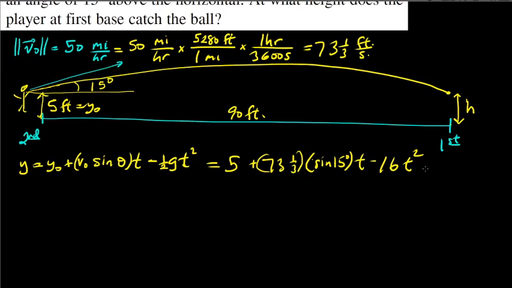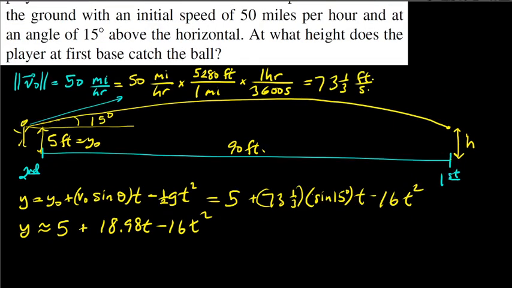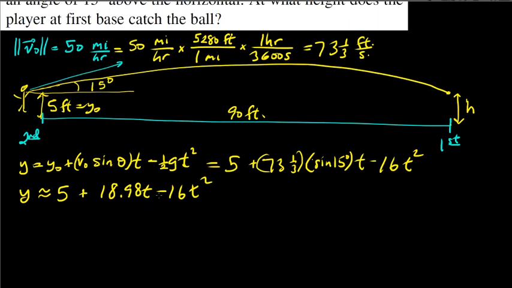Okay, so if you multiply by the sine of 15, and again, make sure you're in degrees, 18.98 approximately, so I think we better just write this as approximate. So y is going to be 5 plus 18.98 times t minus 16t squared. To be fair, all of this is approximate, right? G is not exactly 32 feet per second squared. It's just a good approximation. So all of this is going to be approximate in the end anyways.